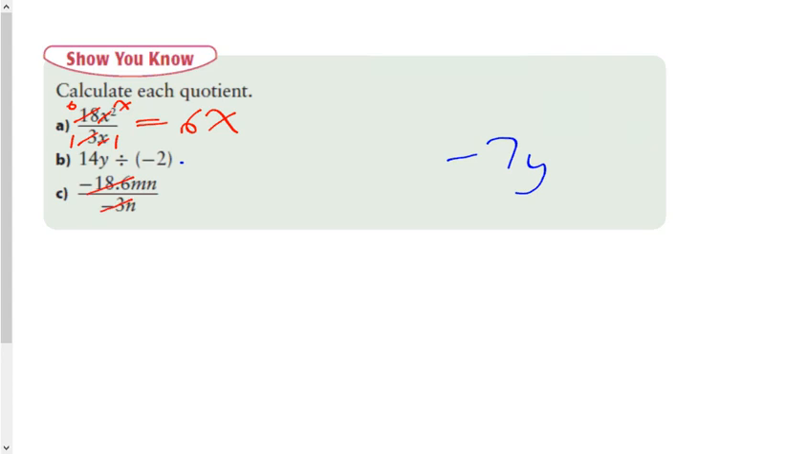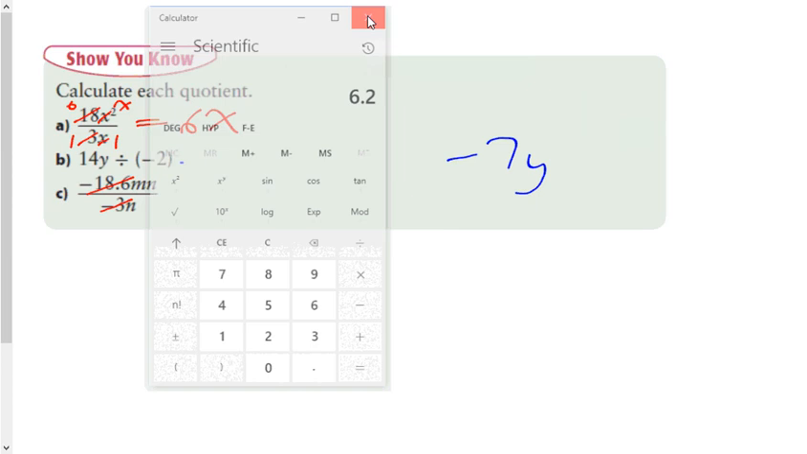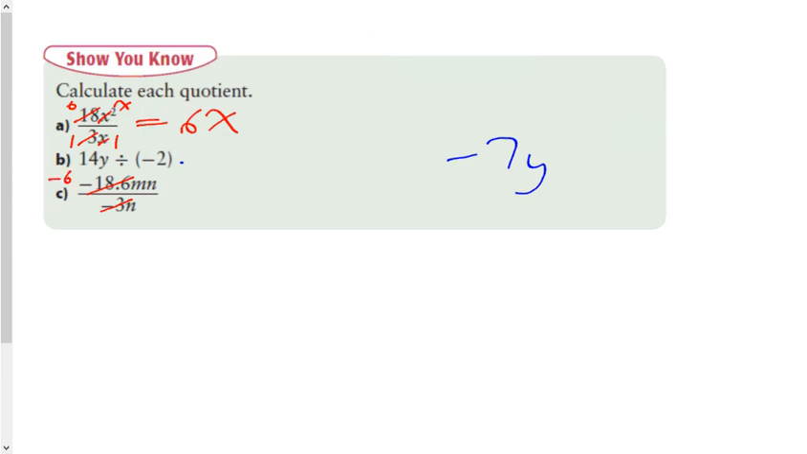And the last one, negative 18.6 over negative 3. Here we have decimal coefficients, and that's okay, because both can be divided by 3. 18.6 divided by 3 is going to be 6.2, so that's going to give us a negative 6.2 over 1. This n over this n is going to make a 1 over 1. So when I multiply my parts, it's going to be negative 6.2 times m times 1 over 1 times 1, which is going to simply be negative 6.2m as our solution.